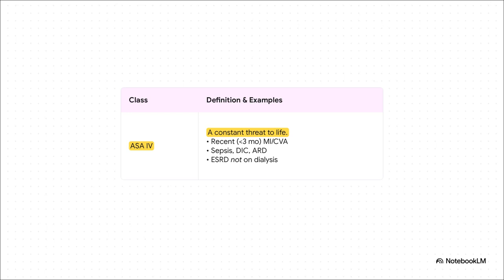It's the same deal with kidney disease. A patient with ESRD who is not getting their dialysis is an ASA 4, which is a world away from the stable ASA 3 patient who is.